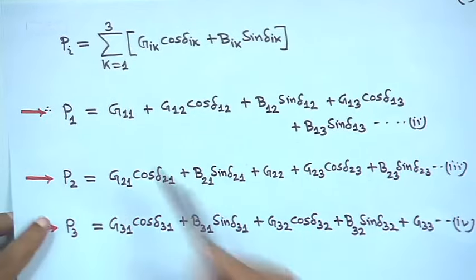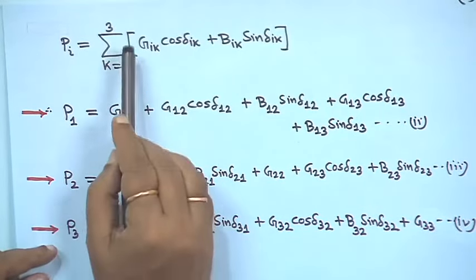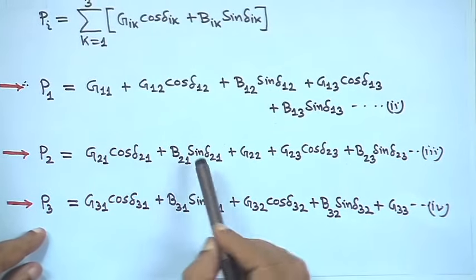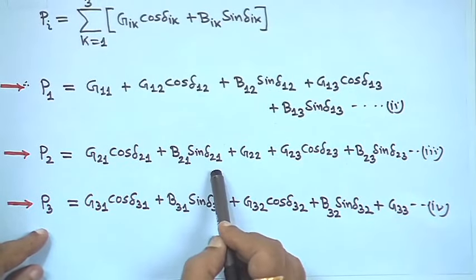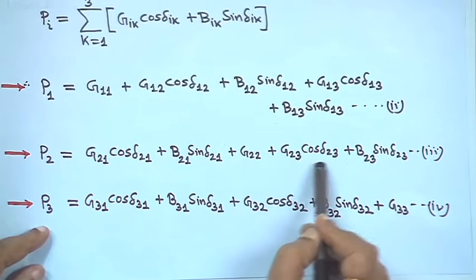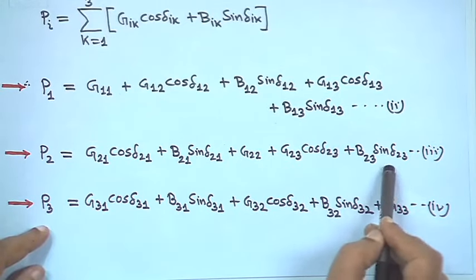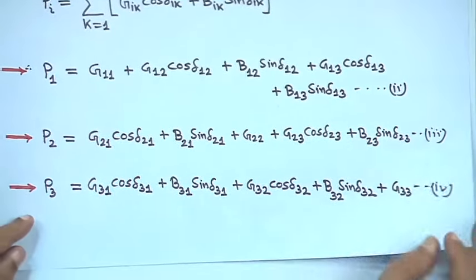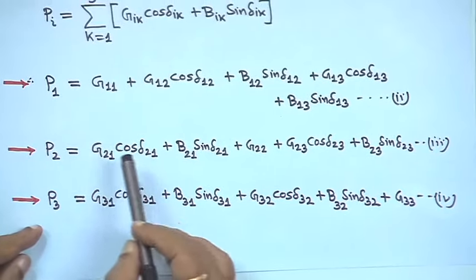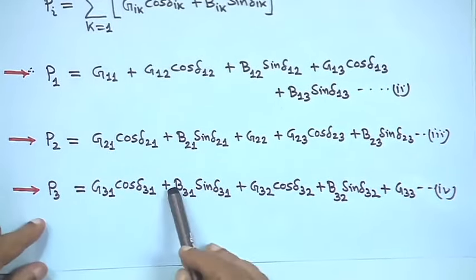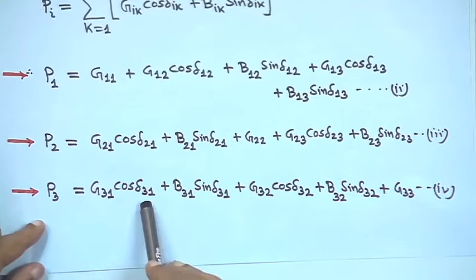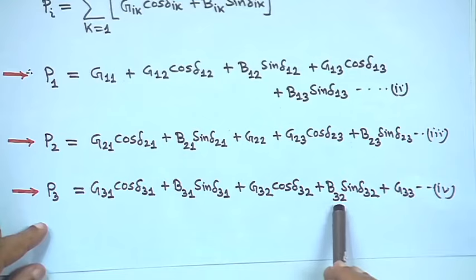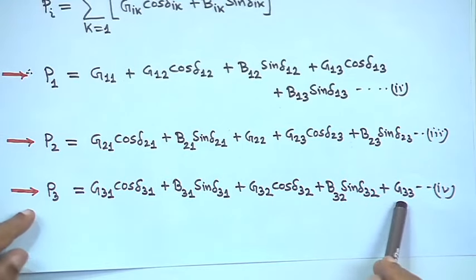Similarly, for i is equal to 2, put i is equal to 2 and expand, right. So, P 2 will be equal to g 2 1 cosine delta 2 1 plus b 2 1 sin delta 2 1 plus g 2 2 plus g 2 3 cosine delta 2 3 plus b 2 3 sin delta 2 3. This is equation 3, right. So, next put i is equal to 3, you will get g 3 1 cosine delta 3 1 plus b 3 1 sin delta 3 1 plus g 3 2 cosine delta 3 2 plus b 3 2 sin delta 3 2 plus g 3 3, right.